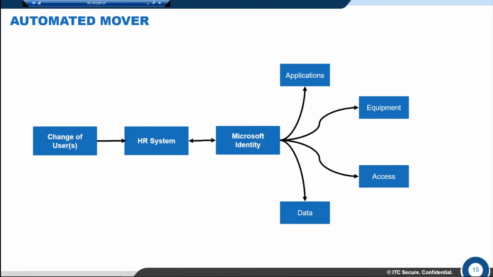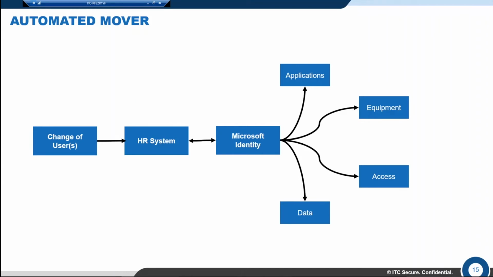So once the user details have been updated in HR, we use that Microsoft identity to remove them from their old applications because they're no longer needed. And then we're obviously going to add them and give them access rights to the new apps.